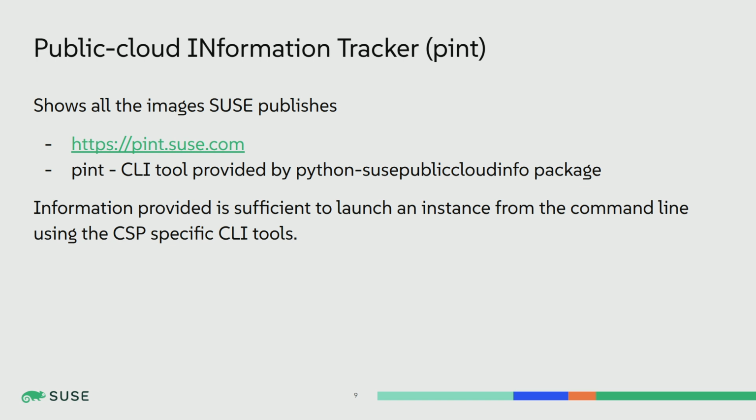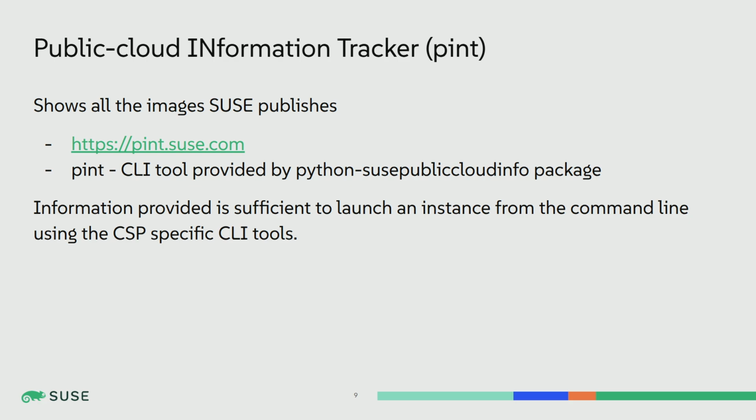And so the information you get from Pint is enough for you to create an instance in any of the frameworks. For AWS, the information you get back is an AMI ID. For Microsoft Azure, you get the URN that you can then use on the CLI. And for Google, you have the image name and the project that the image is published from. And then with that information, you can use the command line tools to start an instance. So all the information that you need to start an instance from those images is in the Pint information that you get back.